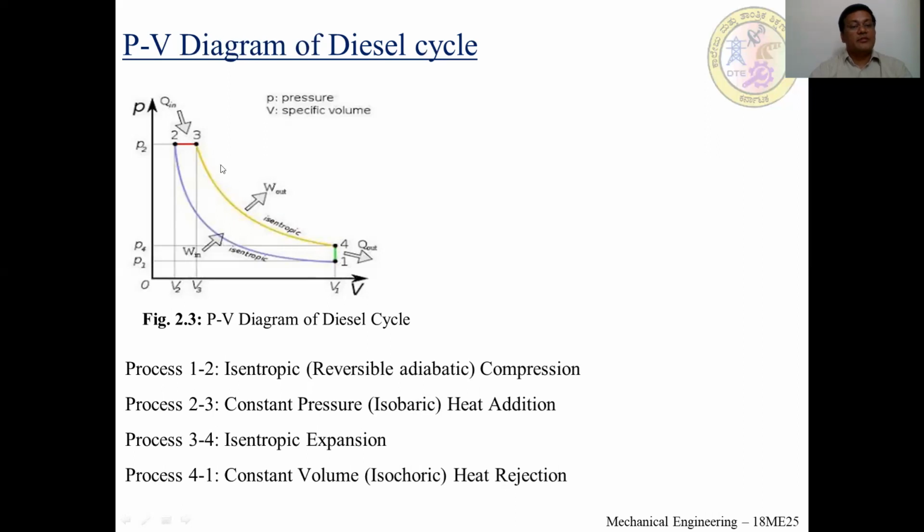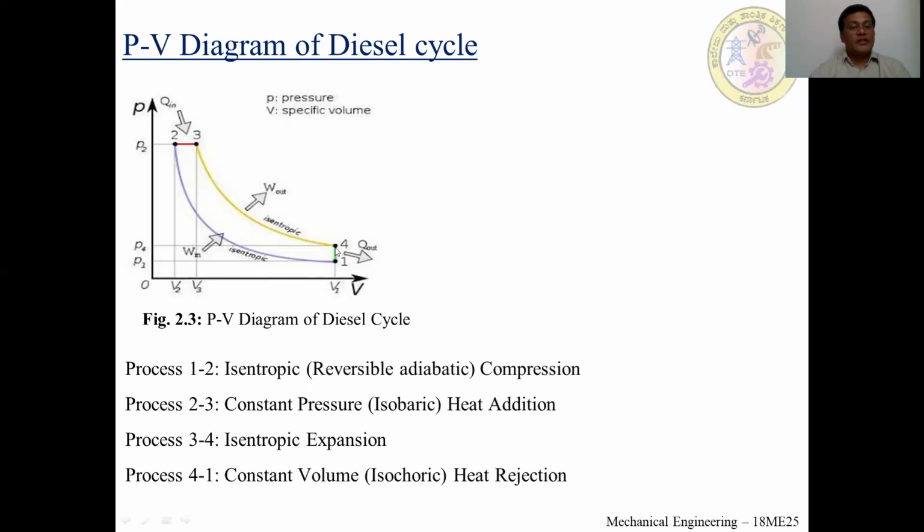The pressure decreases from P3 to P4, whereas the volume increases from V3 to V4 in the isentropic expansion process. So the last process is 4 to 1, that is the constant volume heat rejection process. Here the heat rejection takes place from 4 to 1, and the parameters like pressure and volume vary. So pressure decreases from P4 to P1.